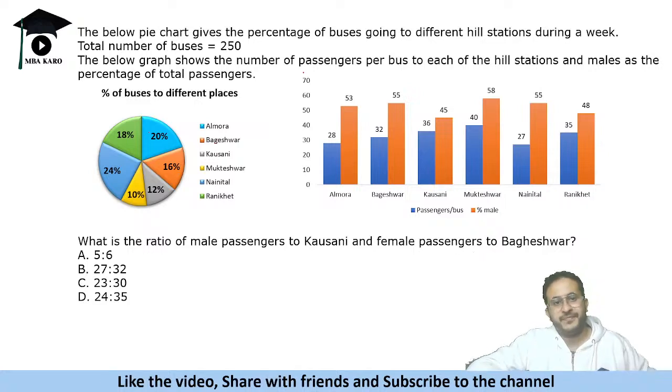This gives the number of passengers per bus to each of the hill stations, and males as the percentage of total passengers. Now, I always advise that in DI, do not make the mistake of calculating all values. If one or two of the questions require you to calculate the entire table, avoid that question.